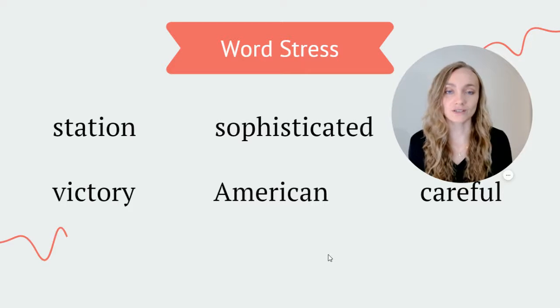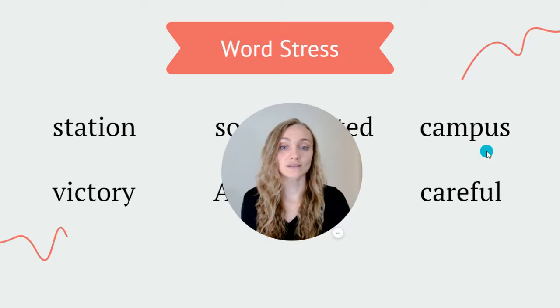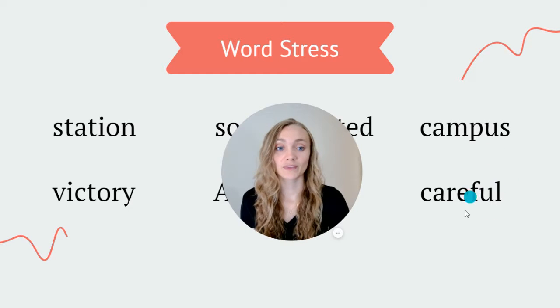So we're going to say some of these words together, and afterwards we're going to identify where the syllable stress is in these words. First, station. Just say them with me for now. Sophisticated. Victory. American. Campus. Careful.